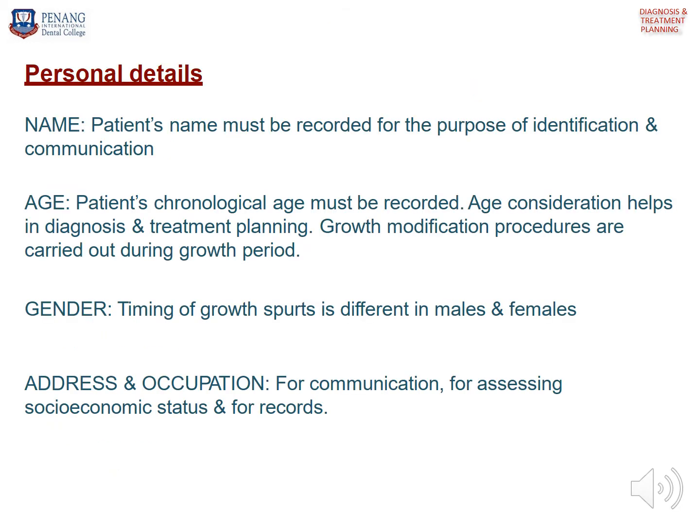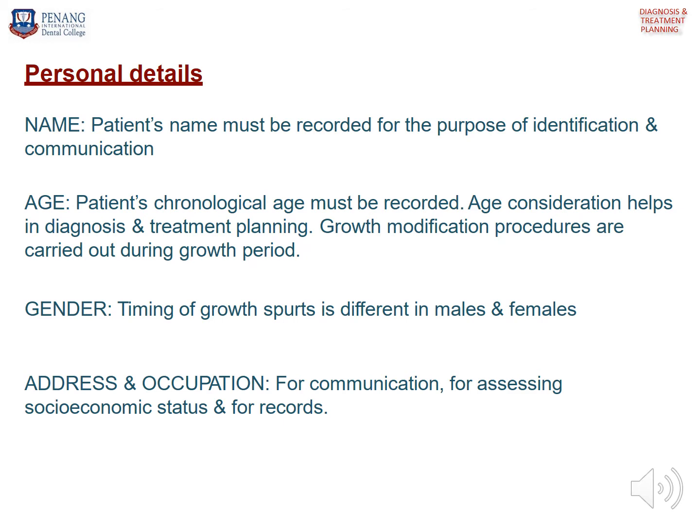We need to know the patient name. Patient name must be recorded for the purpose of identification and communication. And then the patient age is important because we need to record the chronological age. Age consideration helps in diagnosis and treatment planning.